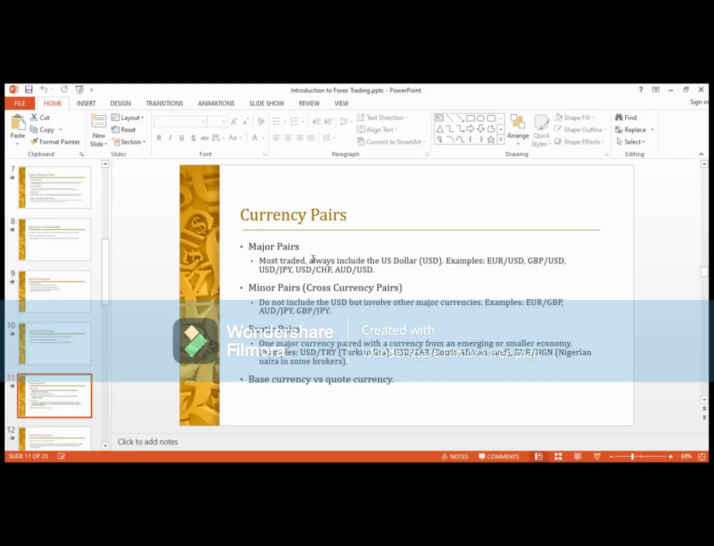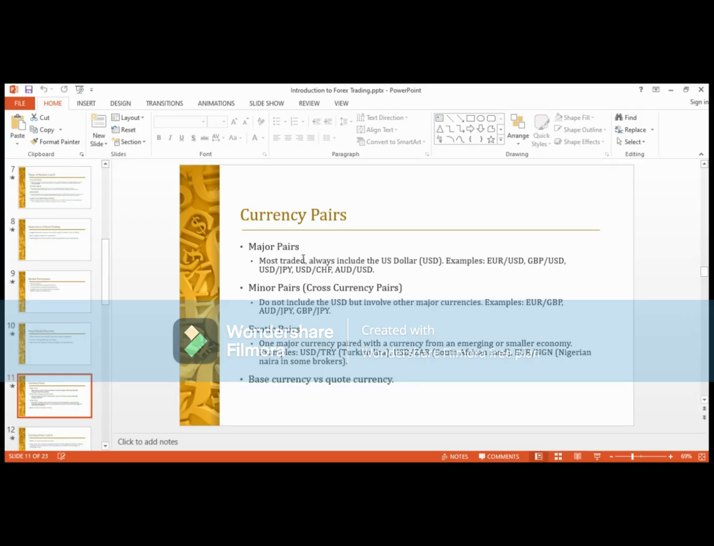The major pairs are the most traded and always include the US dollar. An example is the Euro USD. So any pair that is paired with the US dollar is a major currency pair. Some examples, like I said, are the Euro USD, GBP USD, USD CHF, AUD USD. These are major pairs.